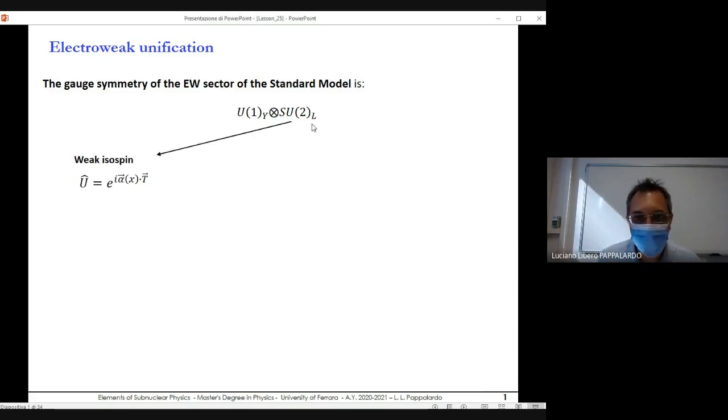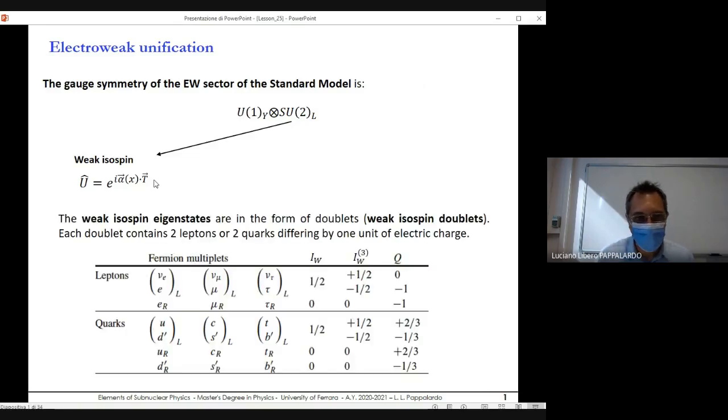So first of all, the SU2 left gauge group deals with transformations of this kind here, where alpha are the space-time dependent parameters of the transformation, and T are the generators, which are essentially given in terms of the three Pauli matrices. And the weak isospin eigenstates, in analogy to the strong isospin eigenstates, come in the form of doublets that we call the weak isospin doublets. Each doublet contains two leptons or two quarks, which differ by one unit of electron charge. So for the fermions, we have the electron and electron neutrino, muon and muon neutrino, tau and tau neutrino. And these are the three weak isospin doublets.